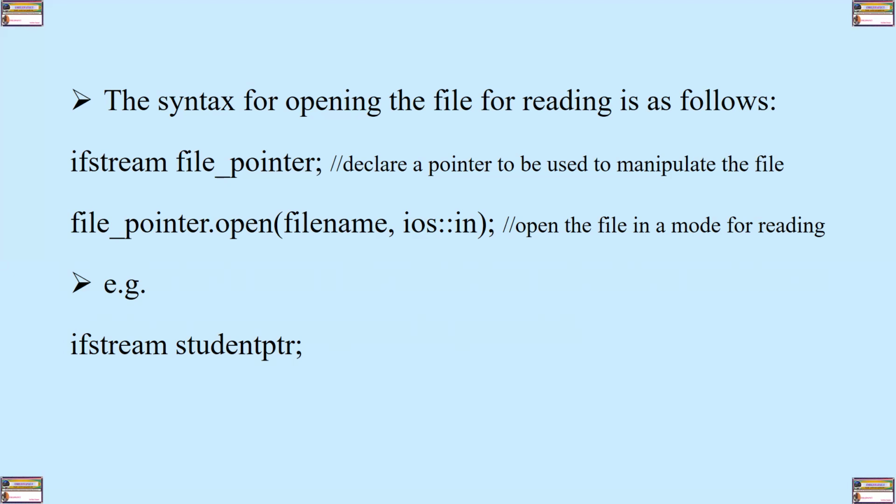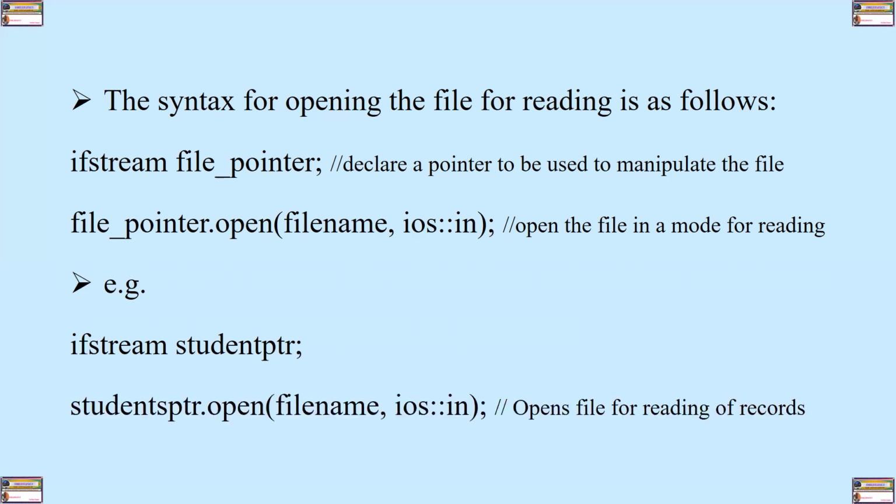Then from there, which file will I be manipulating using this pointer called studentpointer? So I have to open now the file which I want to associate with my pointer. So in this case, it is studentpointer.open, open a file with a certain name, input output in, that is in reading mode.